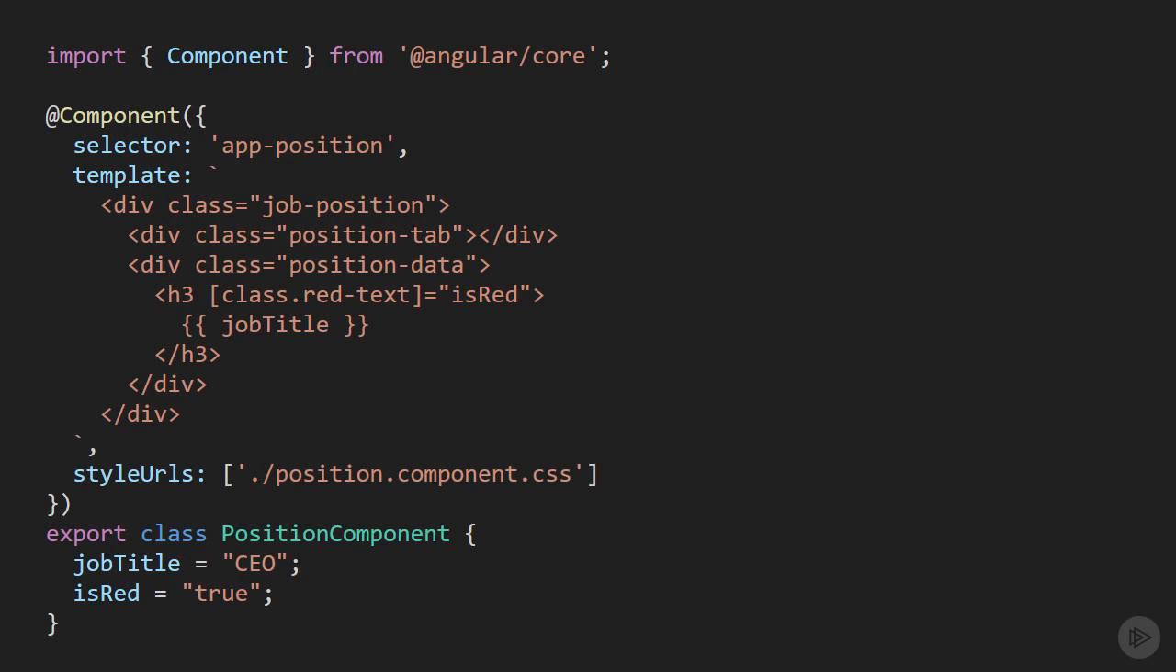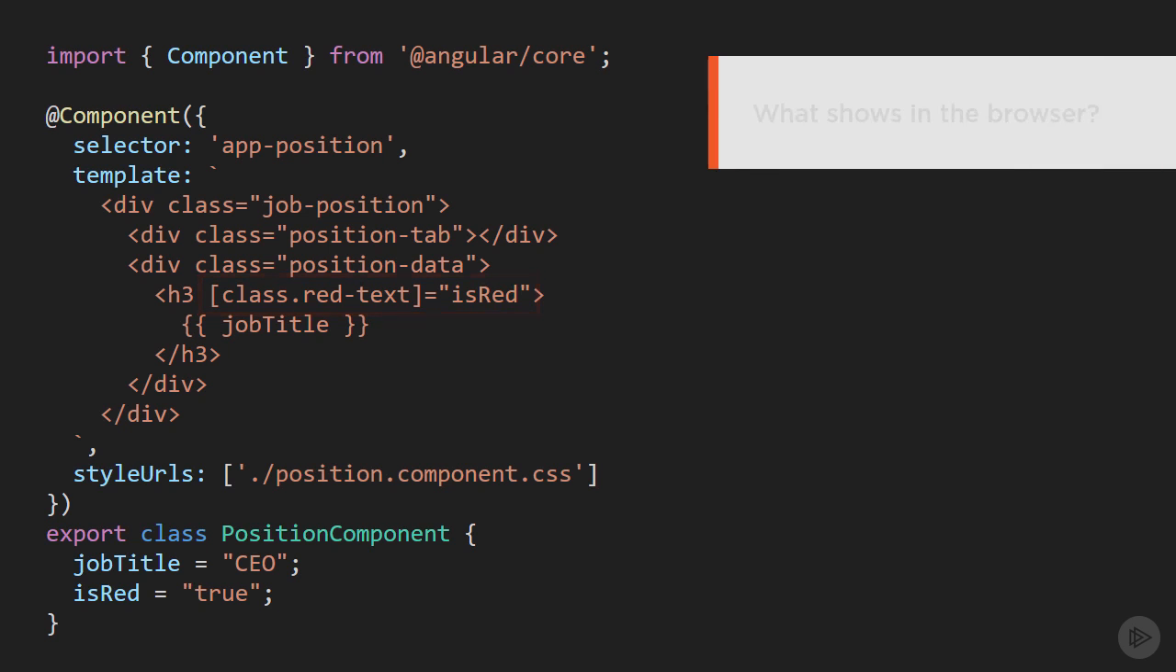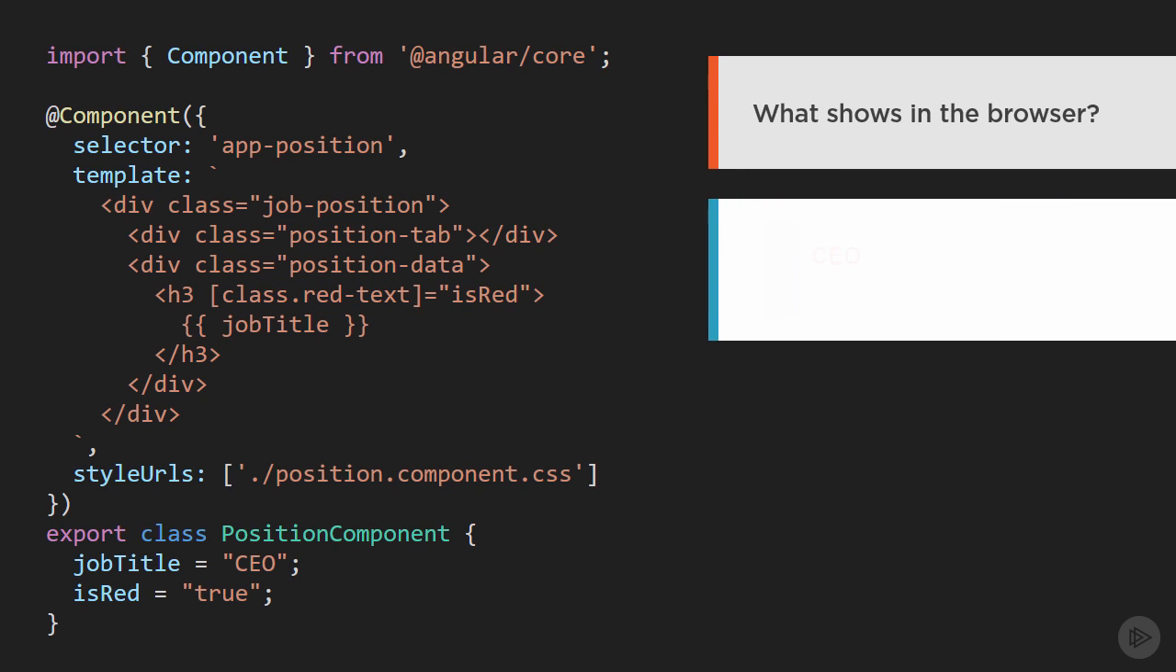And here's another type of class binding that's really useful. Not only can we bind to the special class property, but we can bind to class.className. In this case, the class name is red-text. What shows in the browser? We get our component, and CEO is the color red. This comes from our TypeScript class where we're setting isRed equal to true.